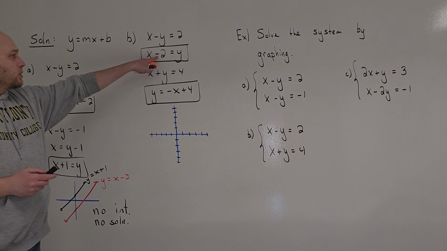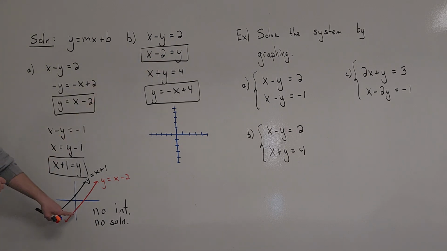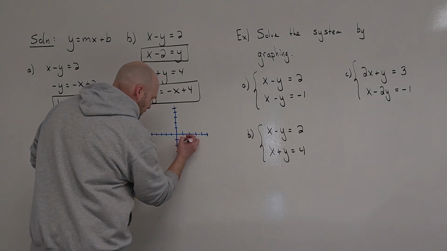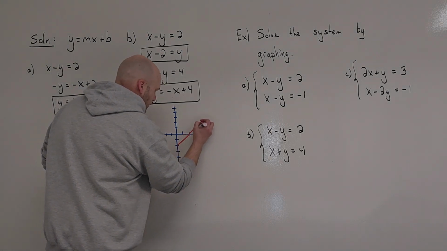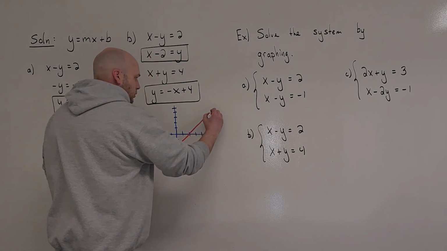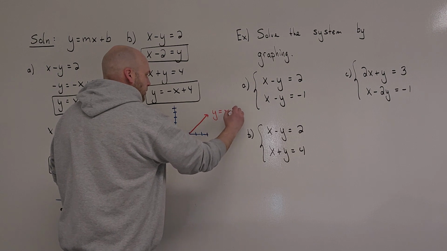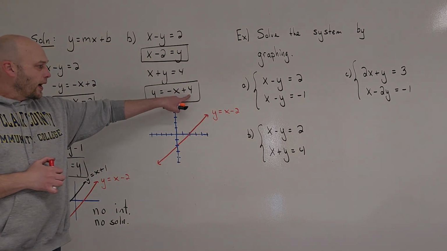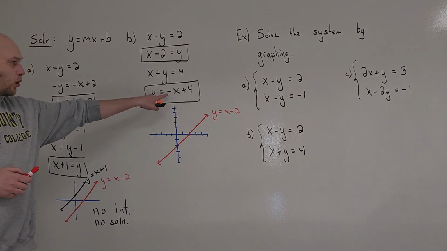Y equals x minus 2. Once again, that has the y-intercept of negative 2 and slope 1. Okay, so this is y is equal to x minus 2. And then negative x plus 4, this would have a y-intercept of 4 and slope negative 1.